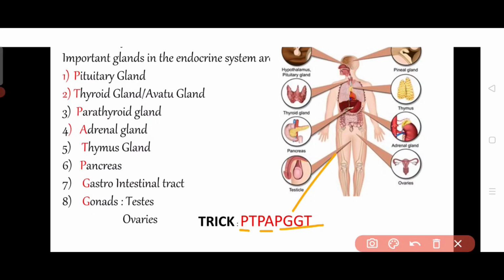Use double G here, where you will get all the glands in the endocrine system. P is the pituitary gland, T is the thyroid gland, P is parathyroid, T is thymus, P is pancreas, G is for gastrointestinal and gonads. Okay, you'll remember all the glands with a simple trick.